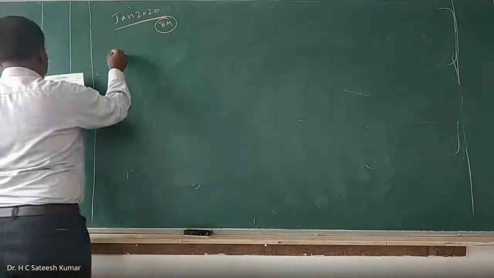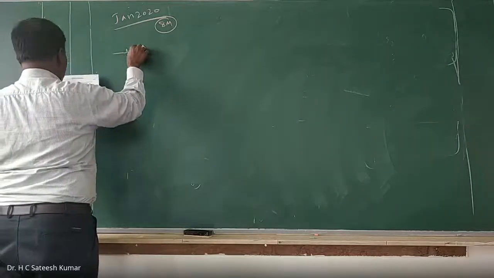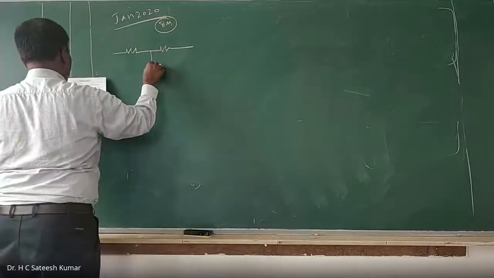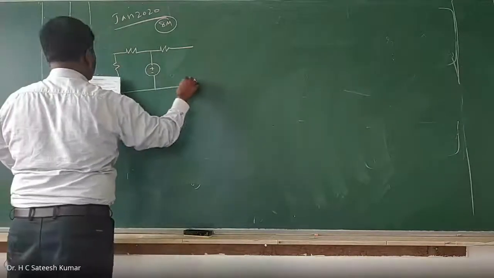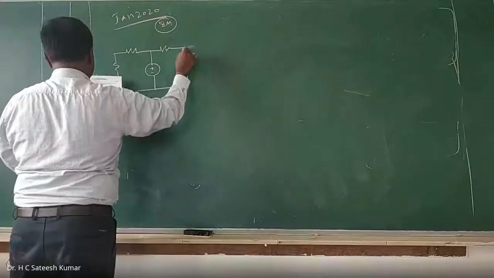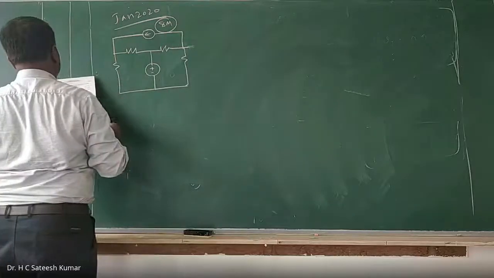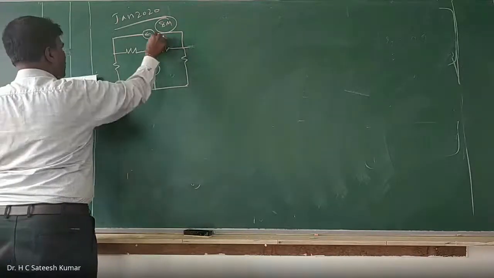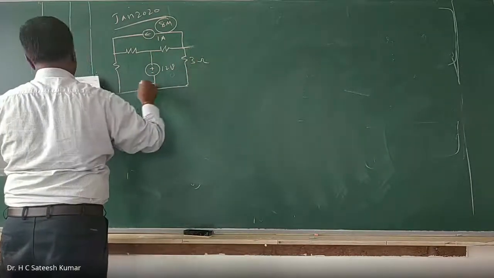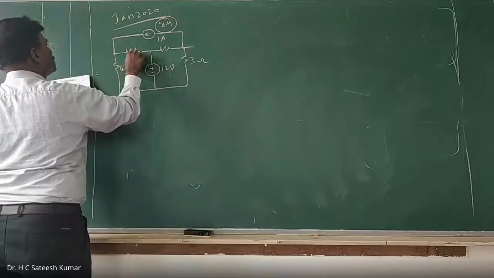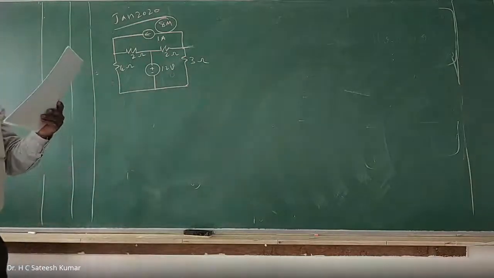The question is something like this. You can check if it is repeated or not. If you have done it, I will go for the next problem. Okay, so this is the question: 1 amp, 12 volts, 3 ohms, 4 ohms, 2 ohms. This is also 2 ohms, and 1 amp.